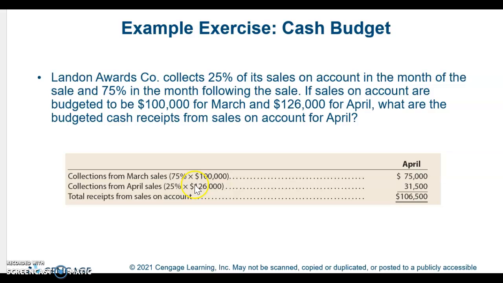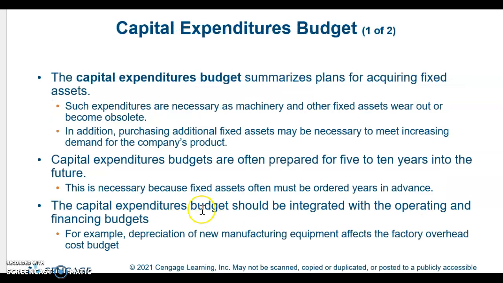So for March, it tells us that it expects to get 75% in the month following the sale. So our collections from the March sales in April would be 75% of our March sales, so we will collect $75,000 in April. Then in April, we think we're going to get current month's 25% of its sales. So 25% of April sales would be $31,500. So the total receipts from sales on accounts would be $106,500.